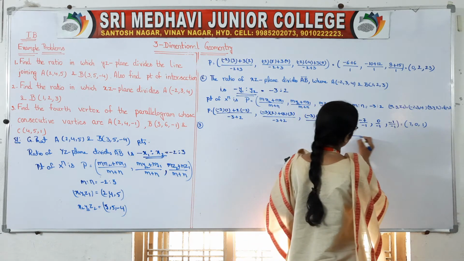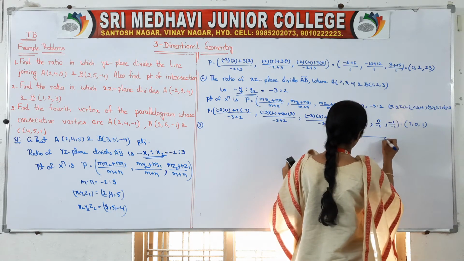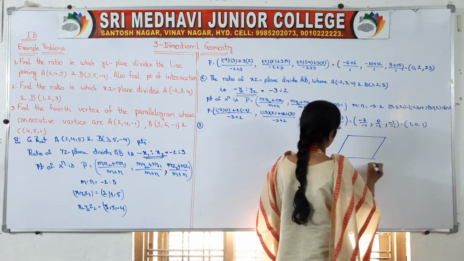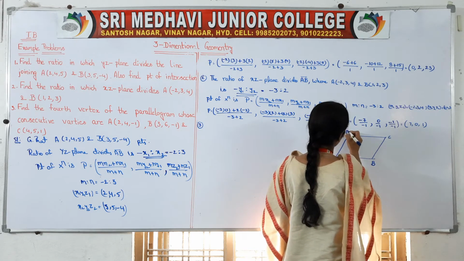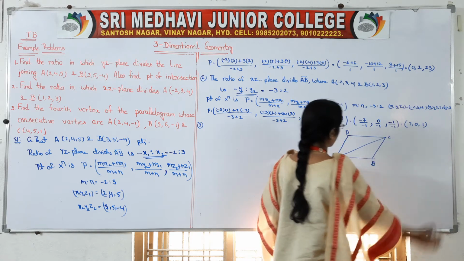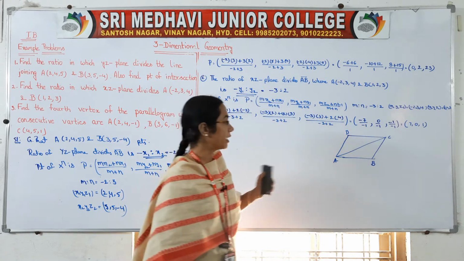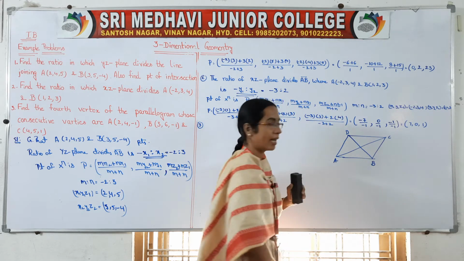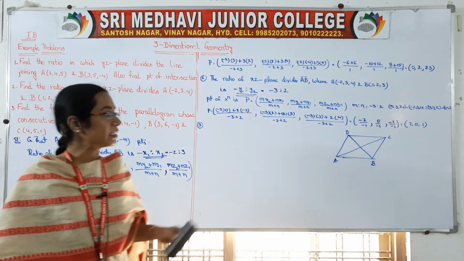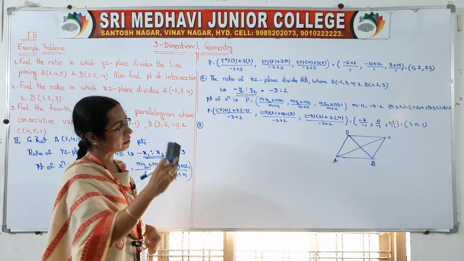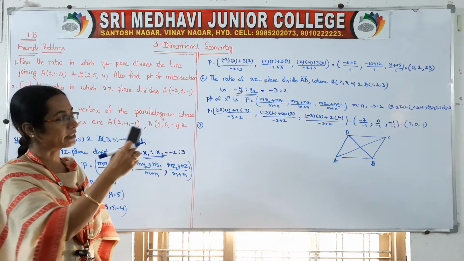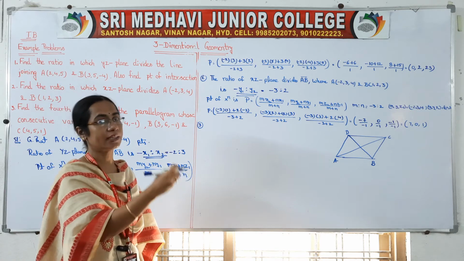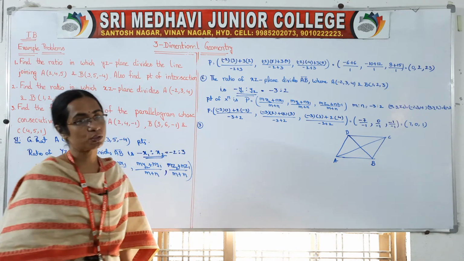Okay. So what is the condition in a parallelogram? In a parallelogram, the diagonals bisect each other, right? A, B, C, D. If you join the corners, that is called the diagonal, right? AC is one diagonal and DB is another diagonal. In a parallelogram, diagonals bisect each other. That means the midpoint of one diagonal is equal to the midpoint of the other diagonal. By using that formula, that condition, we will find our fourth vertex.